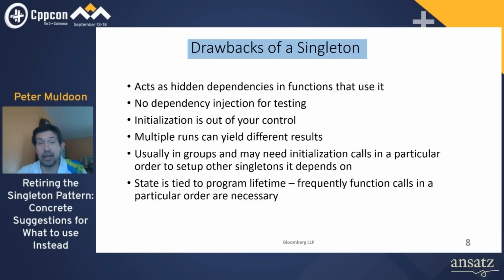The initialization, again, is out of your control. You can ask for instance, and that's all you can do. Multiple runs will yield different results because state is inside of that. And not only is state inside your singleton, but any other class that you create, anything else you touch in there that holds state, it's transitive, will also have that state inside of it, which will make your results differ.